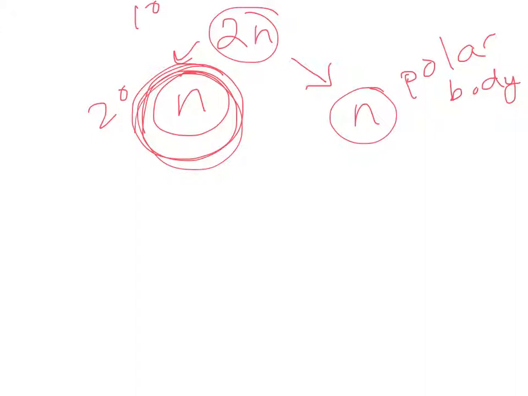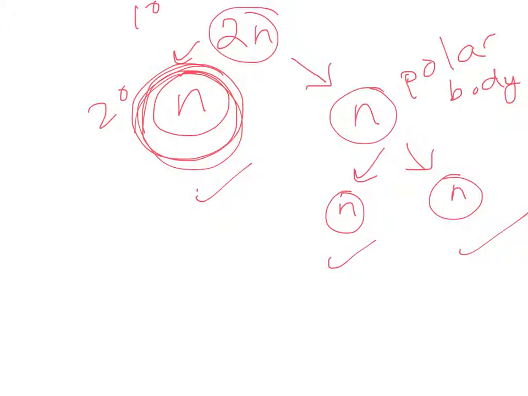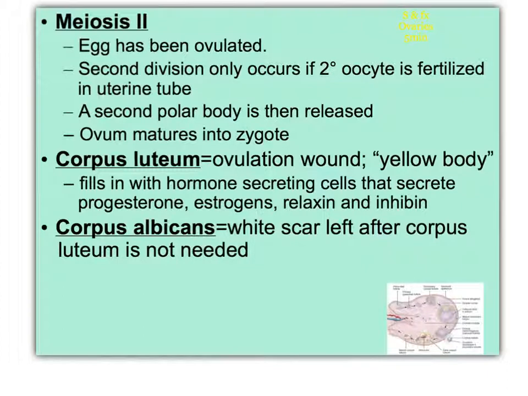And the first polar body will actually divide again. So far we've made 1, 2, 3 cells. We still have one more to make. So meiosis 2 is only going to occur if the cell actually gets fertilized. So that, again, is very different than we learned it in baby bio. We just kind of learned the beginning game and the end game in baby bio. So meiosis 2 occurs if the cell is fertilized.